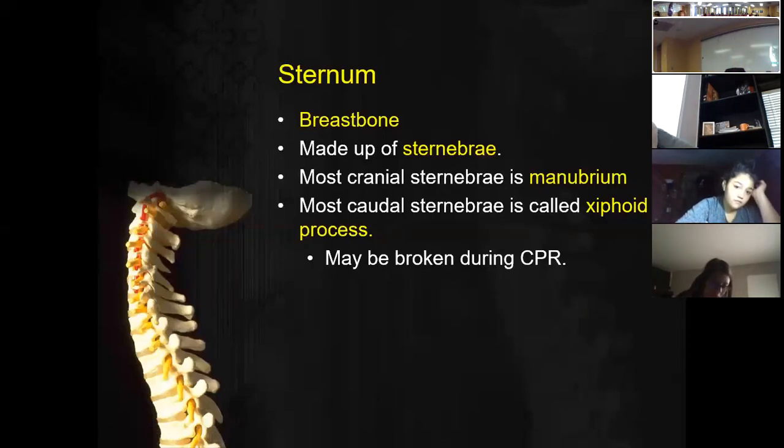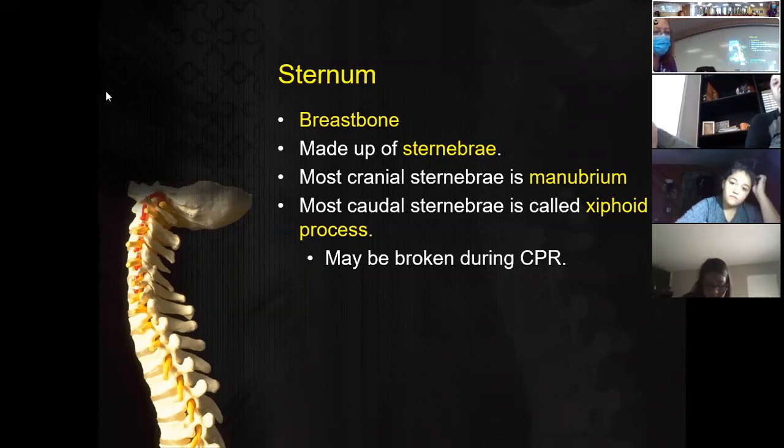So the sternum is your breastbone. As I said, the cranial is your manubrium. The caudal is your xiphoid.